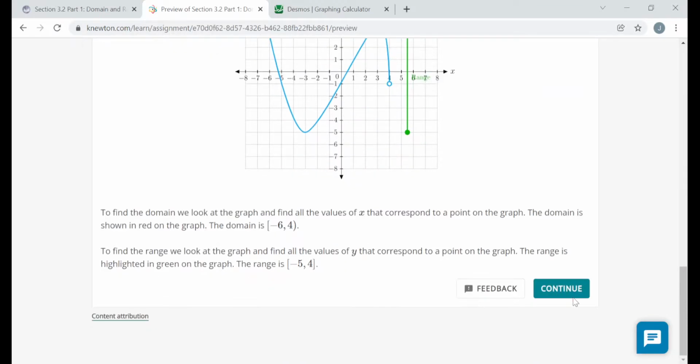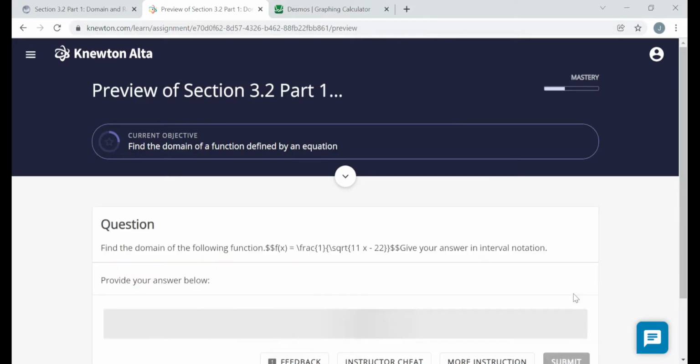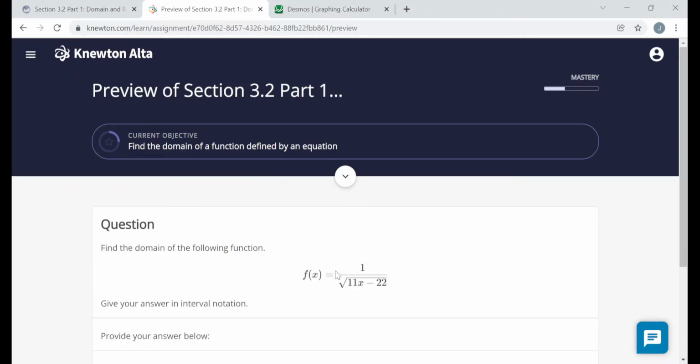Okay, great. Alright, now we're back to an equation. So this kind of combines the two things I was talking about. You have a denominator with a variable expression, and you also have a square root, an even root, with a variable expression in the radicand. So we have to kind of combine these restrictions.